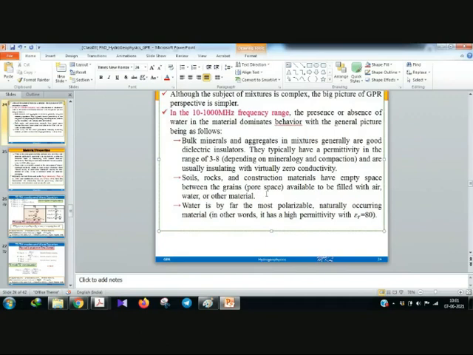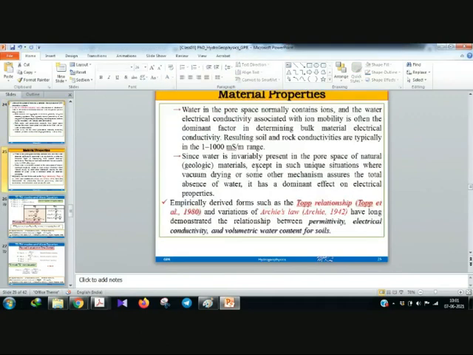Water, I have already discussed. Now, water in the pore space normally contains ions, and the water's electrical conductivity, associated with ion mobility, is often the dominant factor in determining the bulk material's electrical conductivity. The resulting soil and rock conductivities are typically in the range of 1 to 1000 millisiemens per meter.